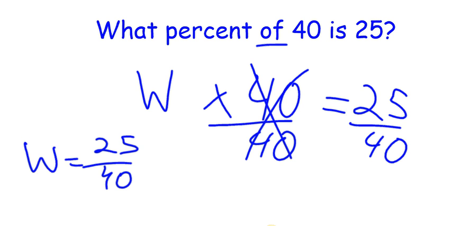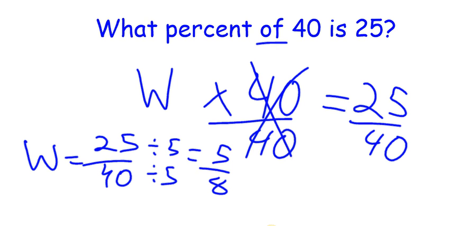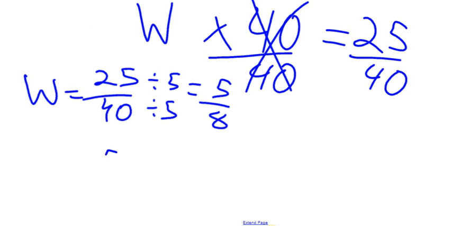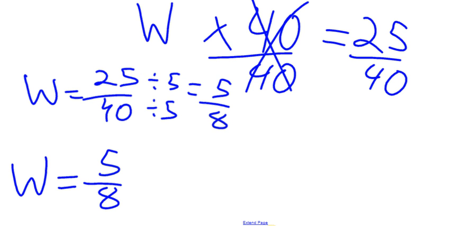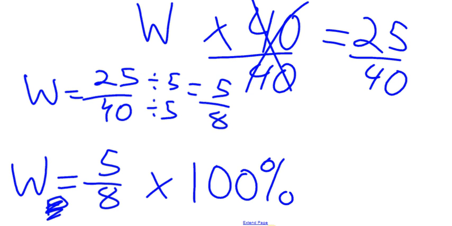If I simplify that 25/40ths, I can divide by 5, and I come away with 5/8. So W equals 5/8. However, the question doesn't want the fractional part, but rather the percent. So we need to take this and turn it into a percentage. We've got to multiply by 100%. That was a song way back when. Do you know that one? It doesn't matter. Let's do math.